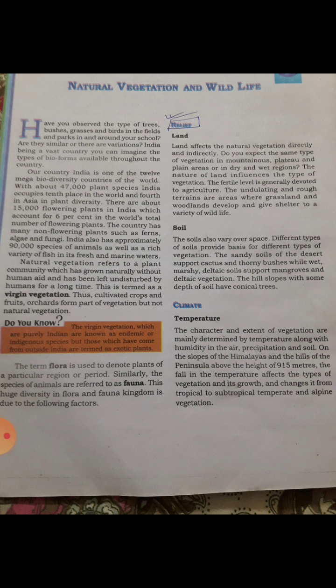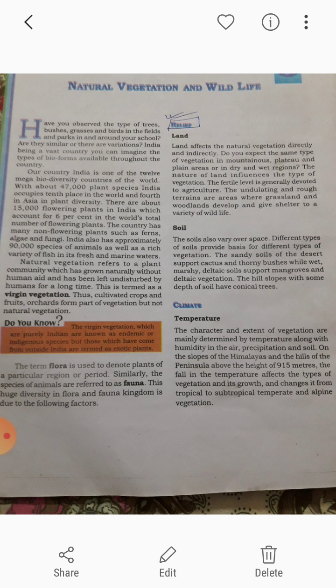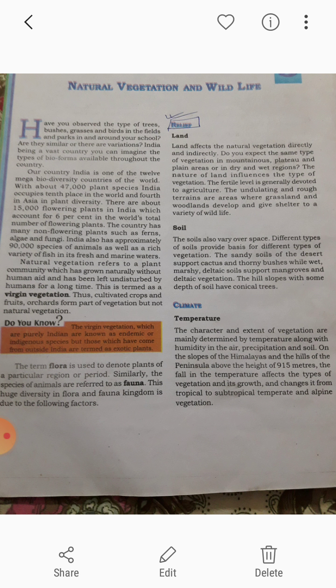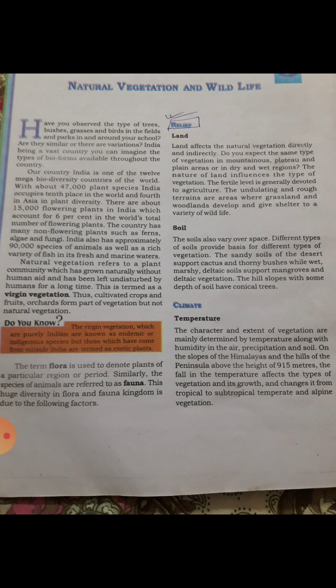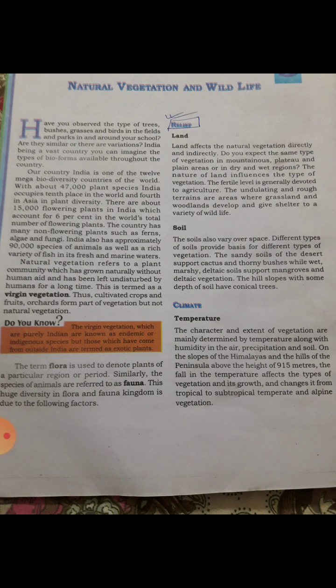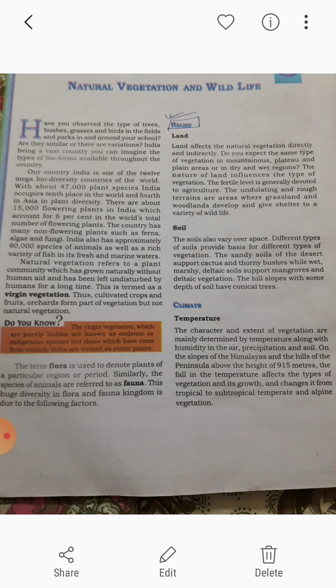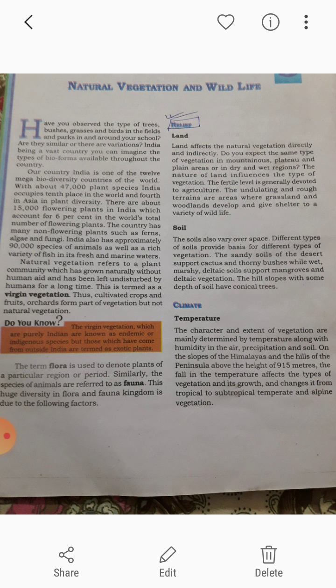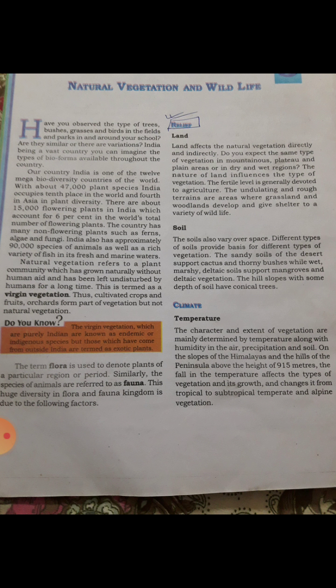Now in the climate, what can you find? Temperature, very important. The character and the extent of vegetation are determined by the temperature along with the humidity in the air, precipitation as well as the soil. Now on the slopes of the Himalayas and the hills of the peninsula, above a certain height, the fall in temperature affects the types of vegetation and its growth. So you all know, children, the more you go up towards the mountainous region, the more temperature decreases, and you can find vegetation according to the temperature.